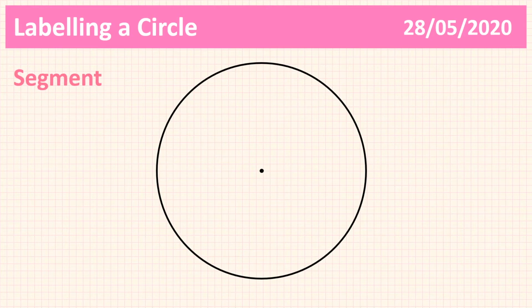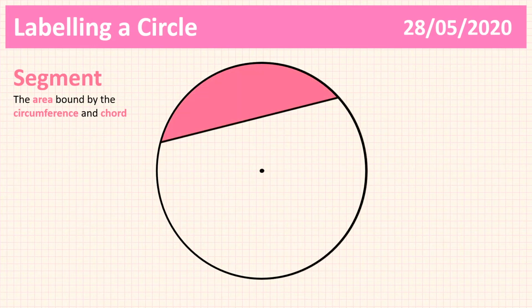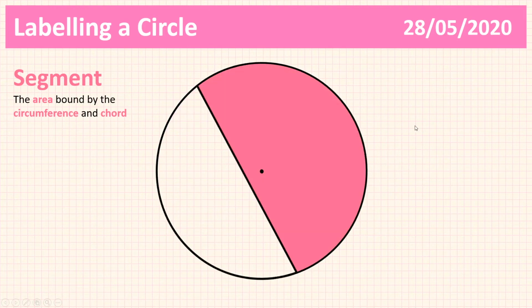Okay, we're moving on. A segment. A segment is the area bound by the circumference and a chord. So the first thing we need to do is draw in a chord, and then we're going to shade in the area that's between the chord and the circumference. So for example, the bit in pink, this section here, would be a segment. This section here would be a segment. Anything that's between a chord and the circumference is a segment.